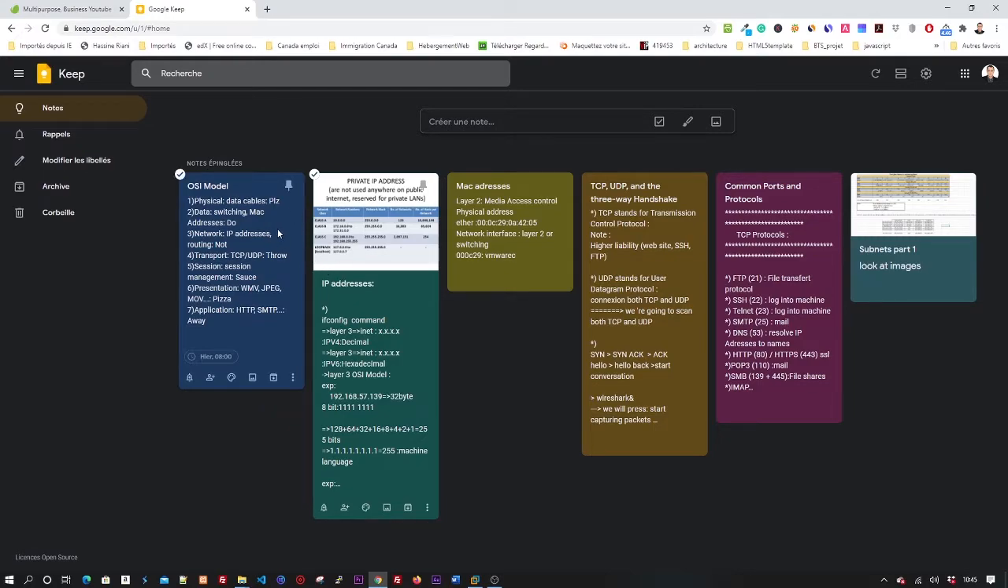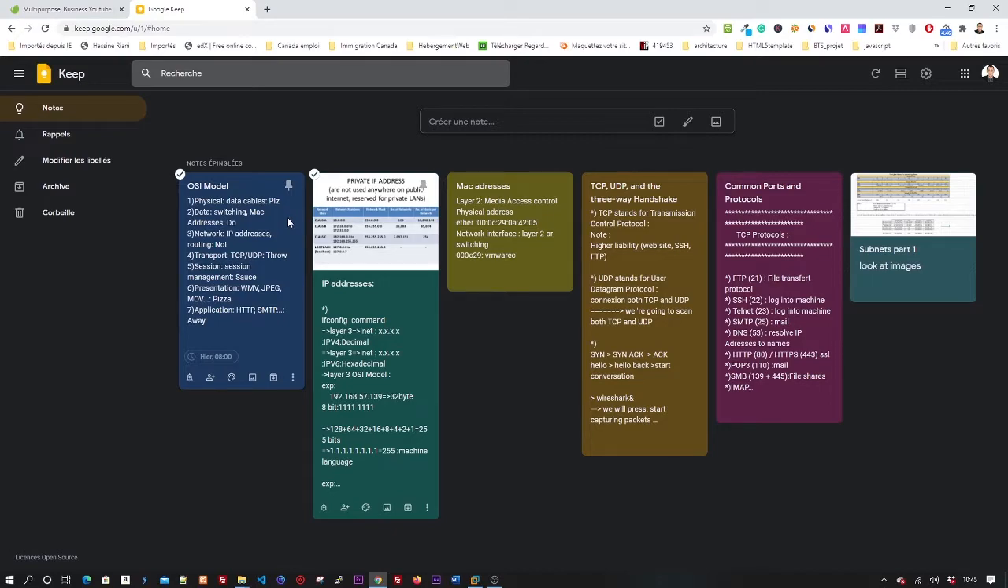The OSI model is constructed with 7 layers: the physical layer, which contains data cables, and the second layer, the data link layer, which contains switching and MAC addresses. Third layer is the network layer, which contains IP addresses and routing. The transport layer contains the TCP and UDP protocols. And the session layer, which is the 5th layer of the OSI model, contains the session management.